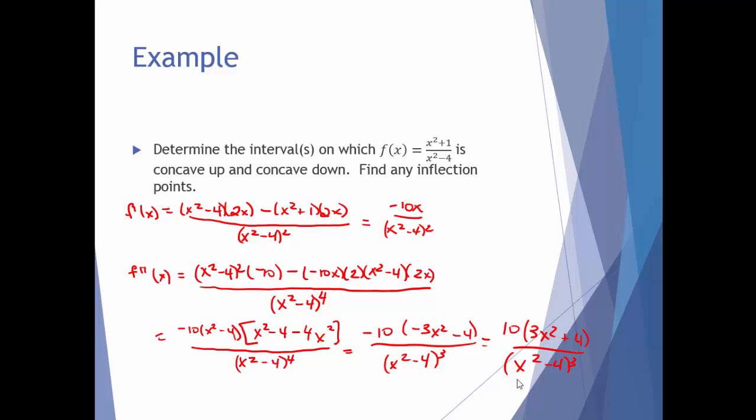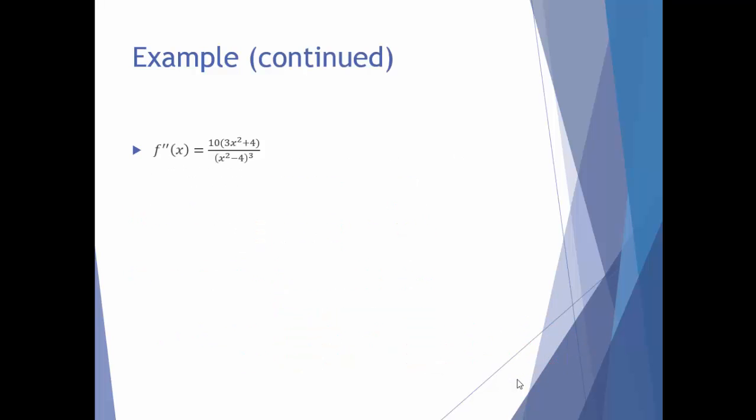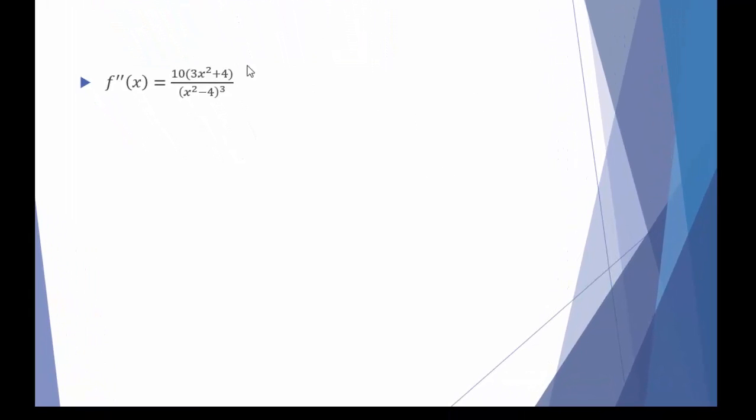So now that we have a completely simplified second derivative, we're able to examine where the curve will be concave up and concave down by looking at the sign of the second derivative. So here it is rewritten. What we need to do is figure out where this can possibly change signs. It can change signs anywhere your numerator or denominator is going to be equal to 0.